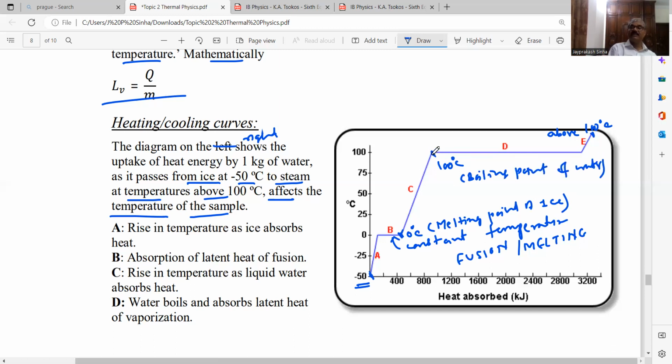Here the water starts boiling, meaning the liquid is converting into steam, gas, or vapor. This process continues until the whole amount of water is vaporized. There is no change in temperature here. This also occurs at constant temperature because this is a change of phase.